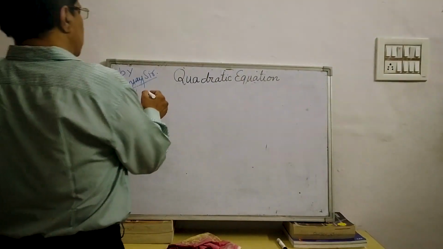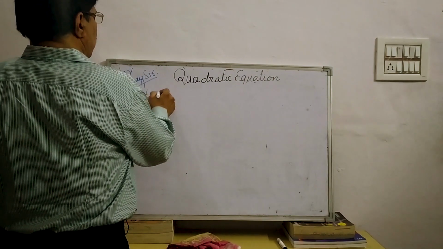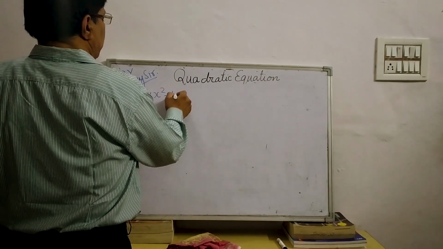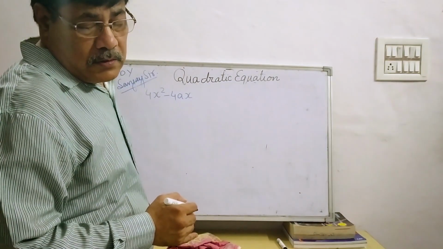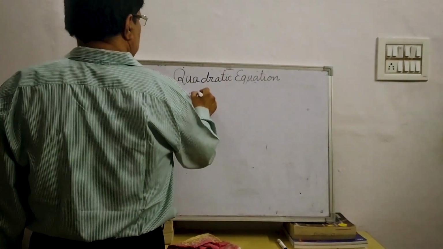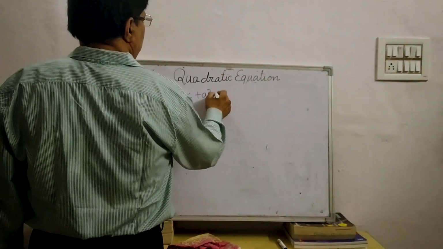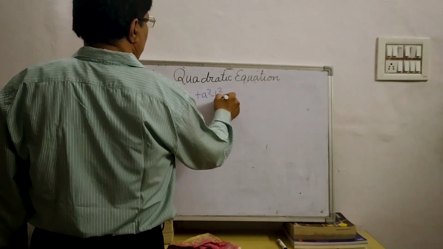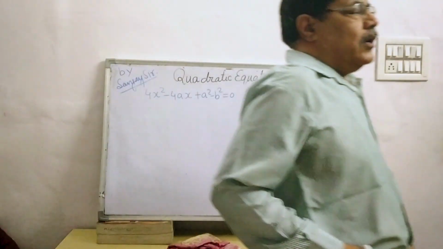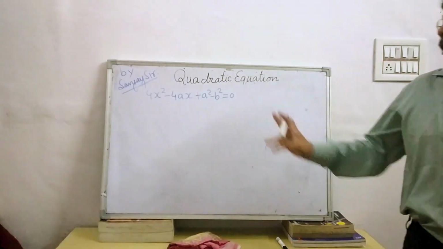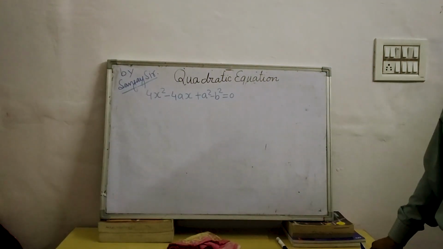4x square minus 4ax plus a square minus b square equal to 0. Suppose this is the question and you have to find out the value of x. Here you cannot do the factorization easily, so for this type of question we will apply the Shridharacharya formula.